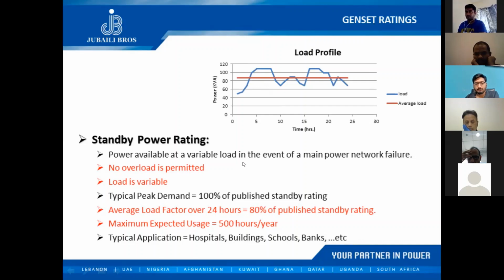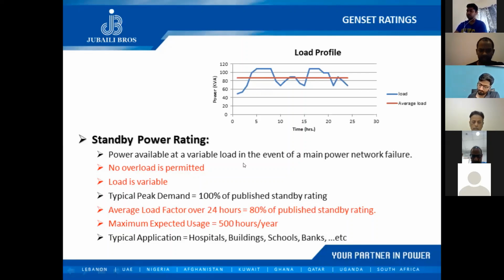Now, in standby applications, since we're pushing our engine to its limits, the maximum expected usage is 500 hours per year. Since we're dealing with Perkins as Jubaili brothers, Perkins state that 300 hours of those 500 can be run continuously, which is a great number, by the way. It's a very high number.